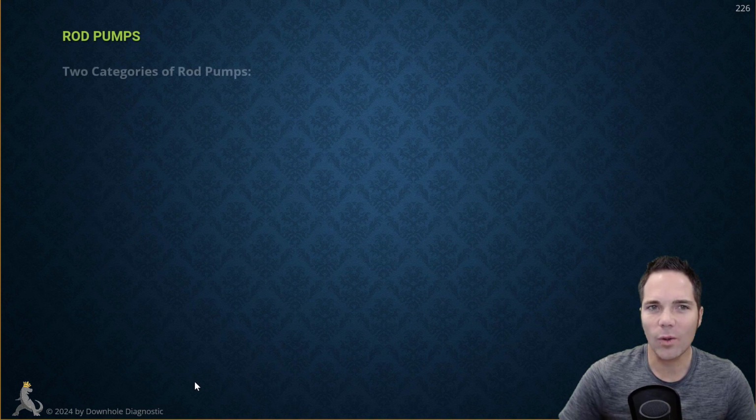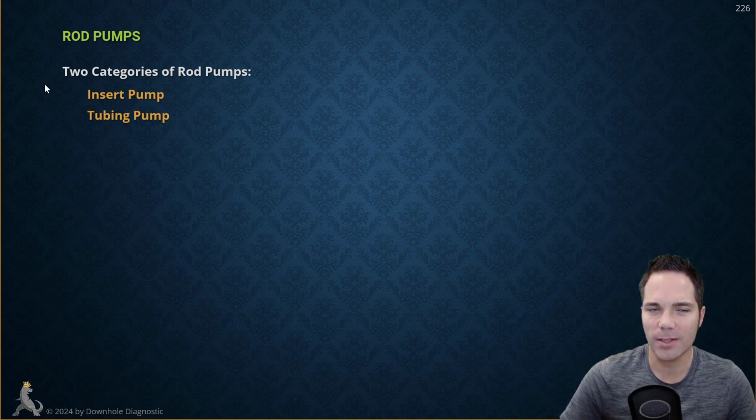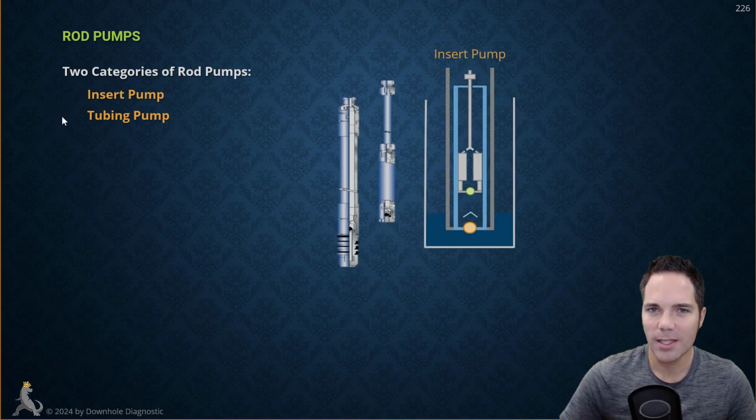So let's look at downhole pumps here and just the broad categories of downhole pumps. We'll look at some of these throughout the course, but there are two categories of rod pumps. Okay, kind of broad, high-level categories. There are insert rod pumps, and then there are tubing pumps. So we've seen the insert pump. This is the most common.